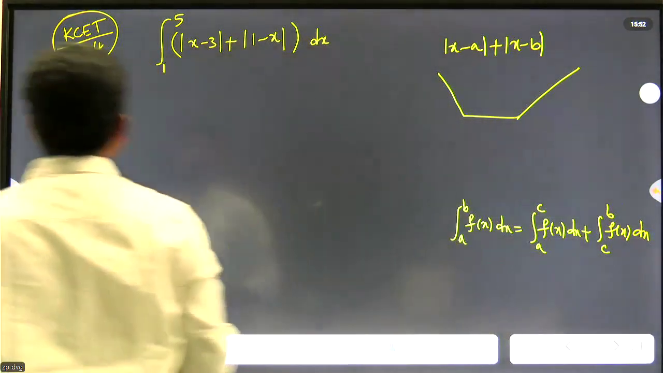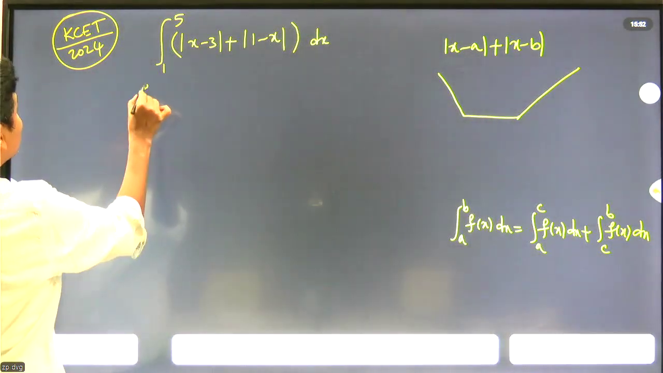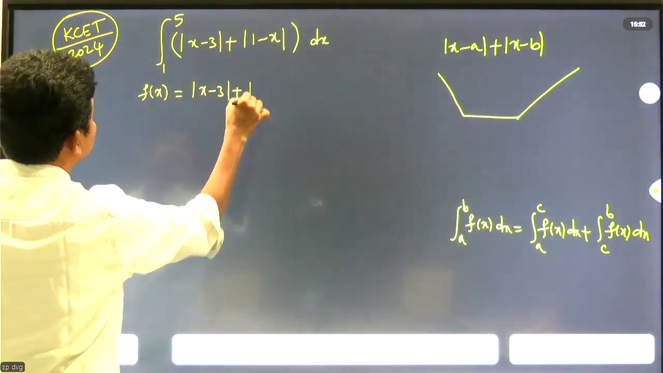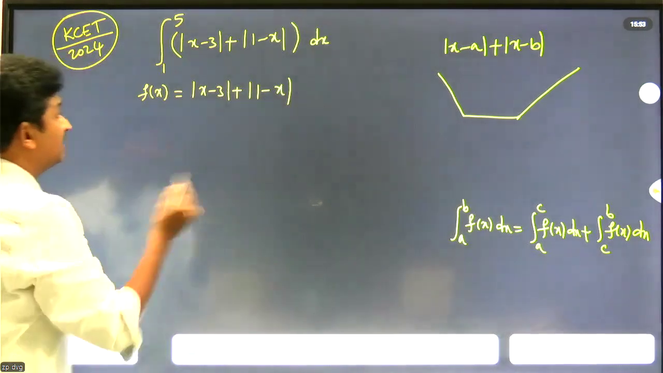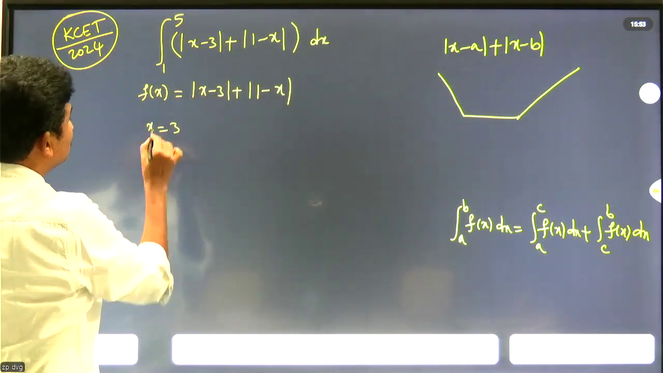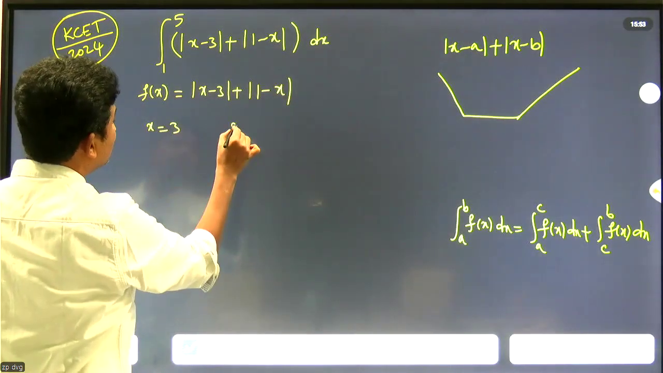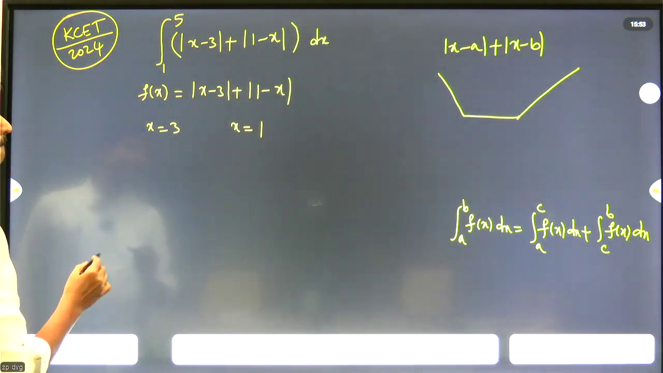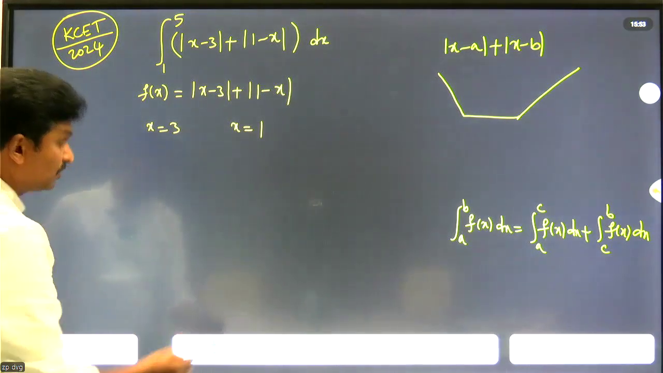Here, this function, I'll take it as f of x. f of x is modulus of x minus 3 plus modulus of 1 minus x. I'll take the critical points. You equate this to 0, you will get x equal to 3. You equate this to 0, you will get x equal to 1. Okay, now I'll draw the graph of this.